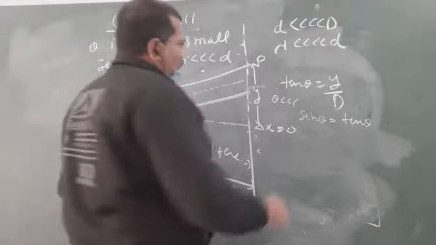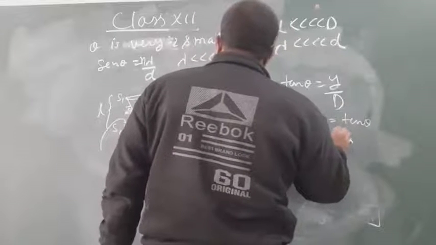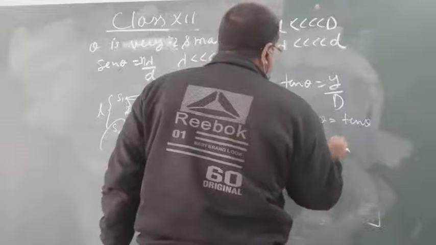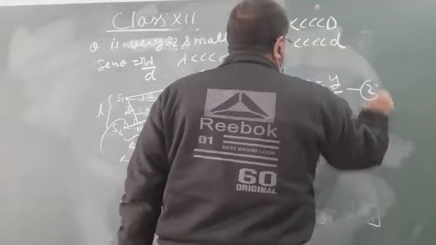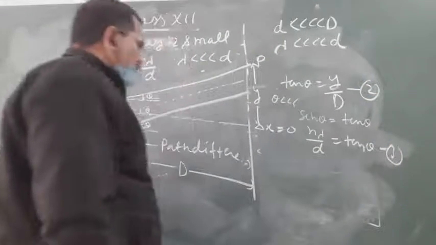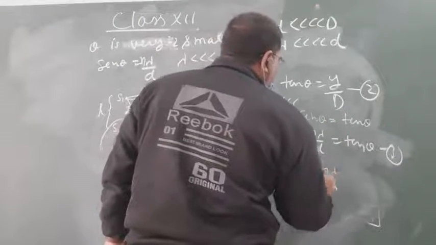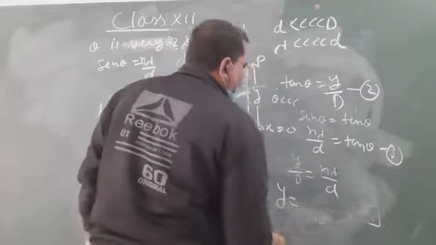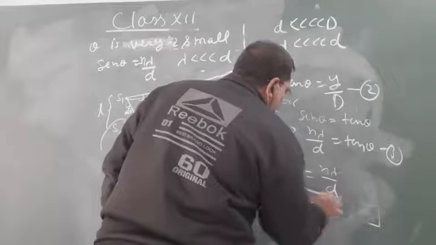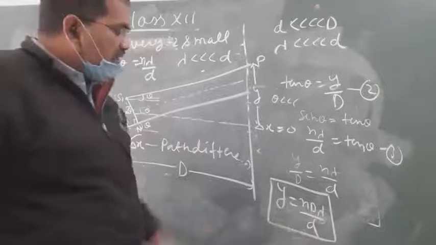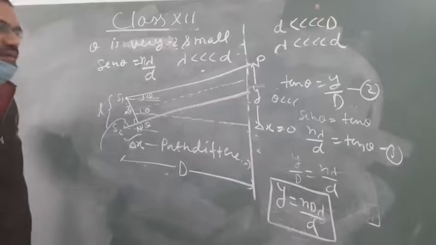So you can put this value here, sin theta equal to n lambda by d equal to tan theta. From this equation and this equation you will get y by D equal to n lambda by d. That means y equal to n D lambda by d. This is the position of general maxima.